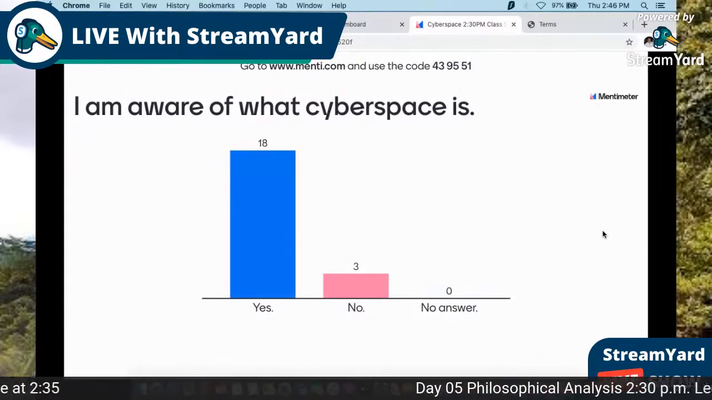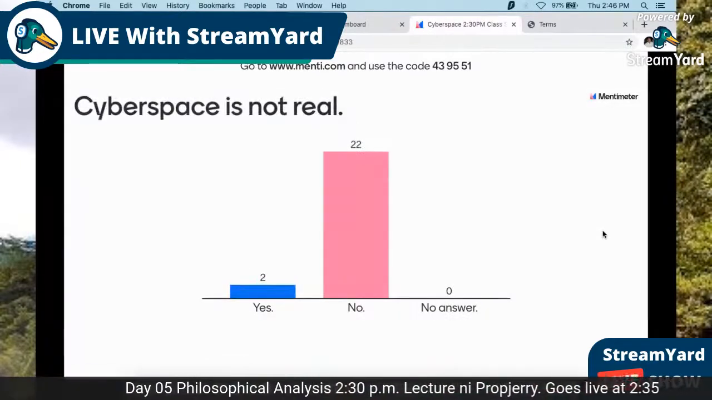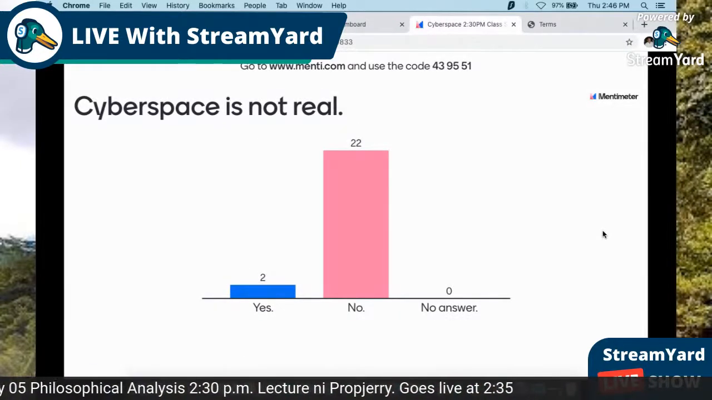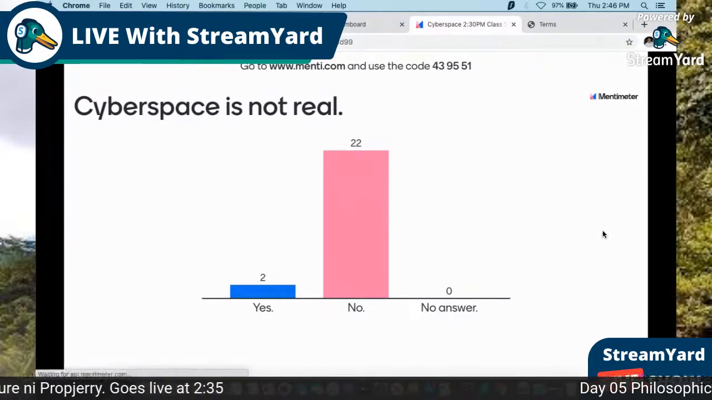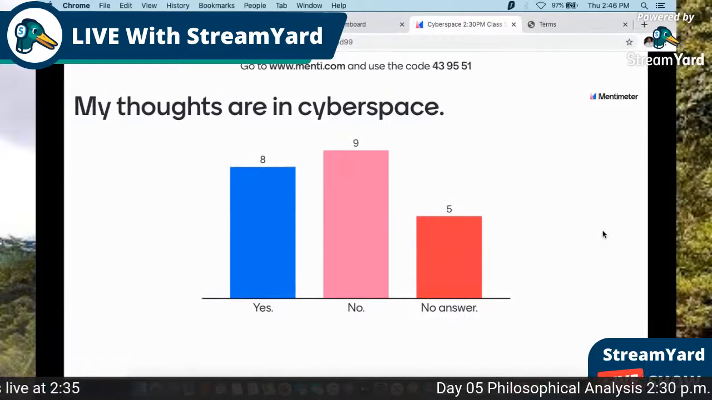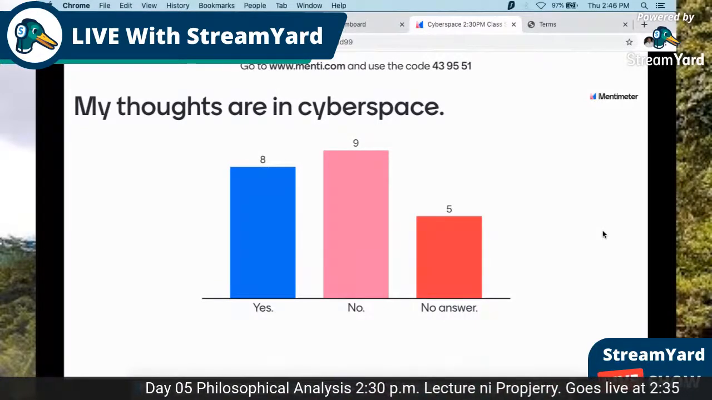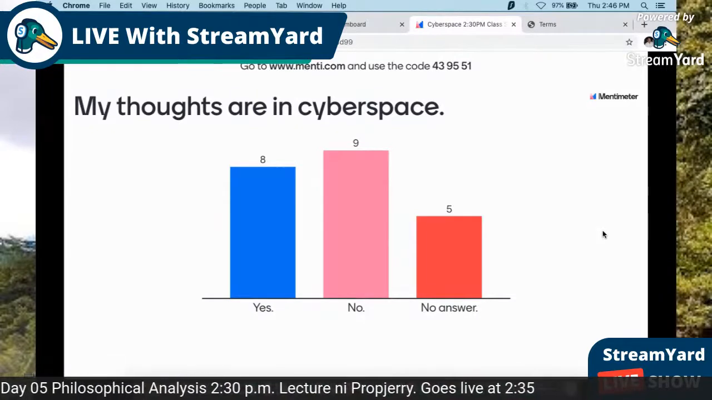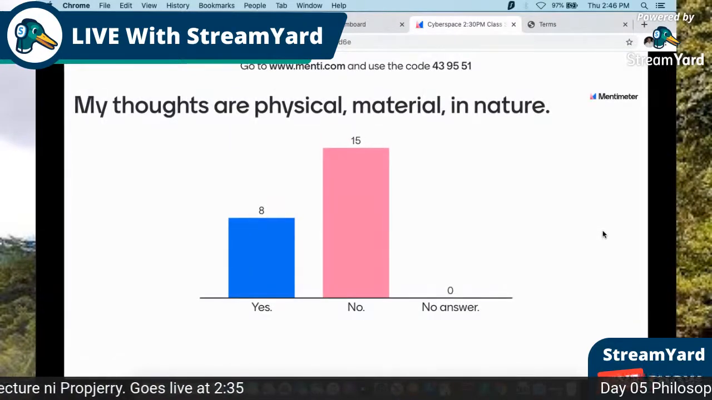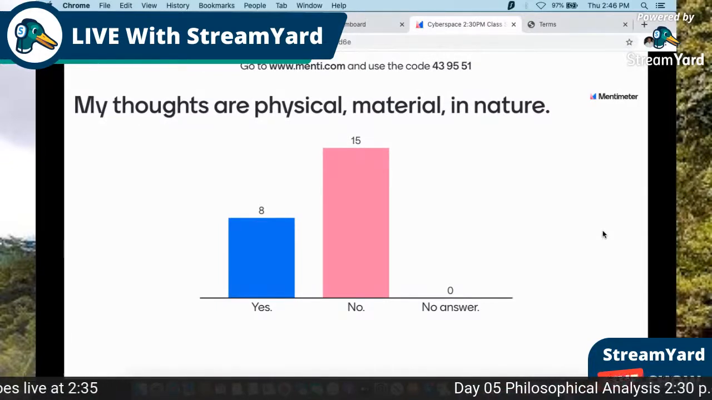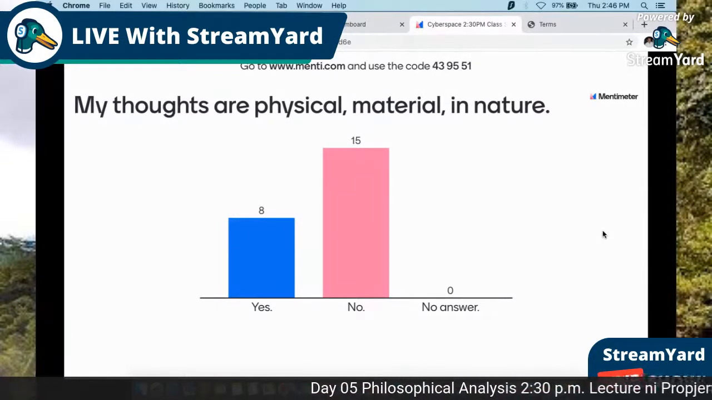One, most of you will say you know what cyberspace is all about. And then most of you will say cyberspace is real. And then on whether your thoughts are in cyberspace, most of you will say no, but almost the same number are saying yes. And then most of you will say no, my thoughts are not physical or material in nature.